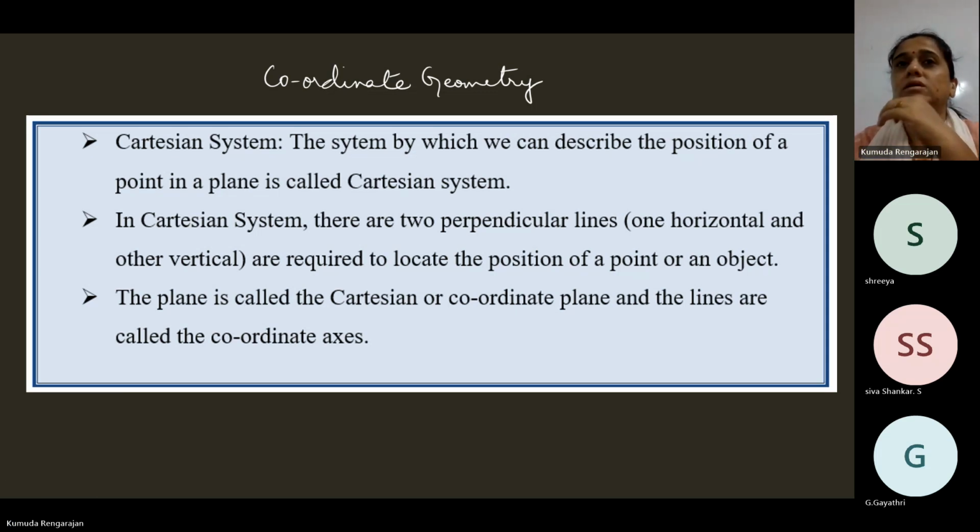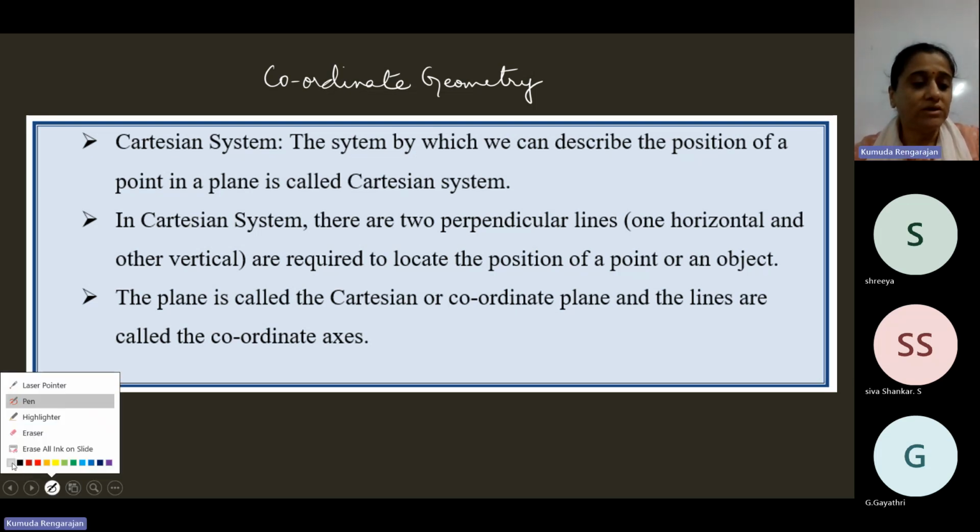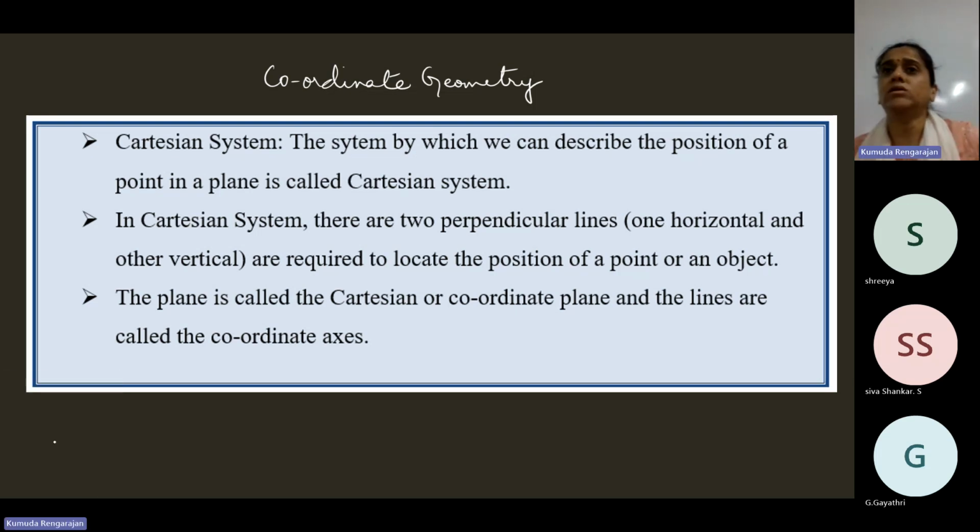So, what is coordinate geometry? Why coordinate geometry? Now, coordinate geometry is also referred to as the Cartesian system.